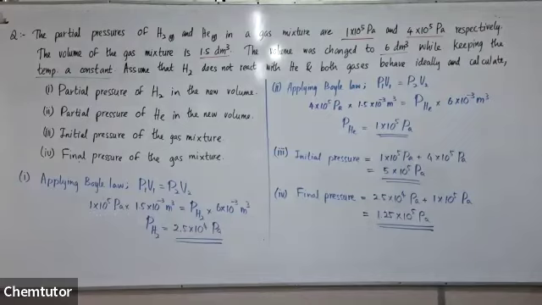So if we can find out the number of moles of potassium permanganate added, then we can write the balanced equation between Fe2+ and permanganate, and we can find out the number of moles of these.